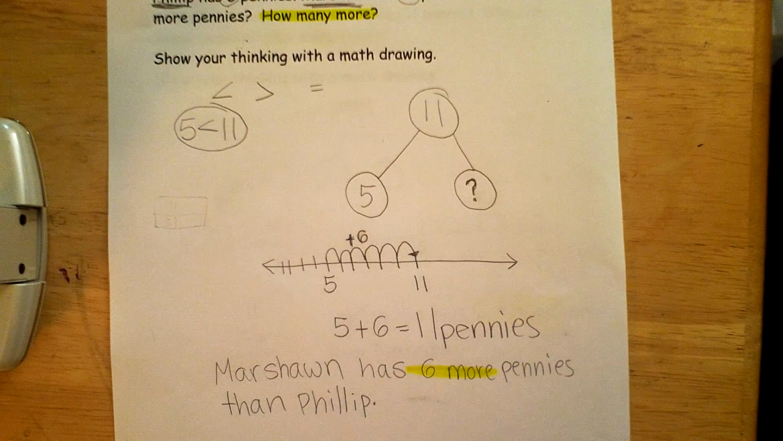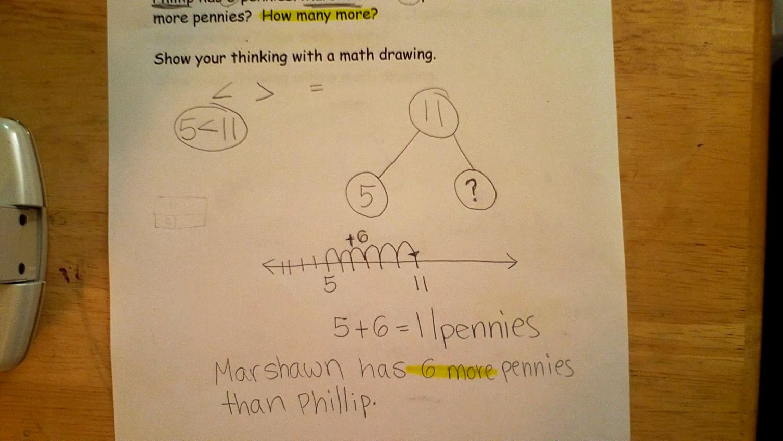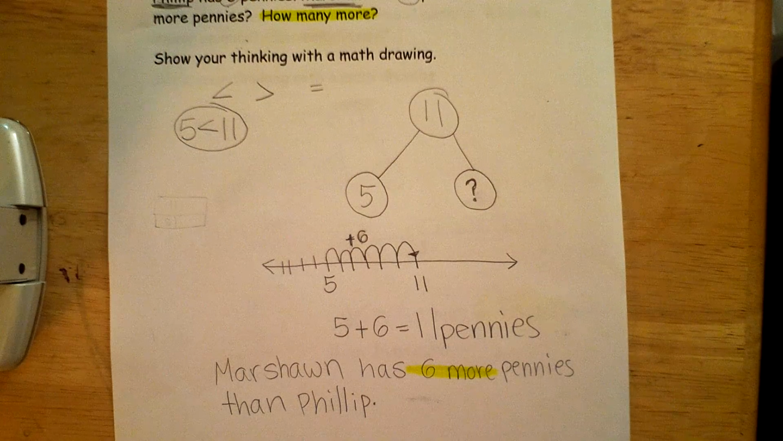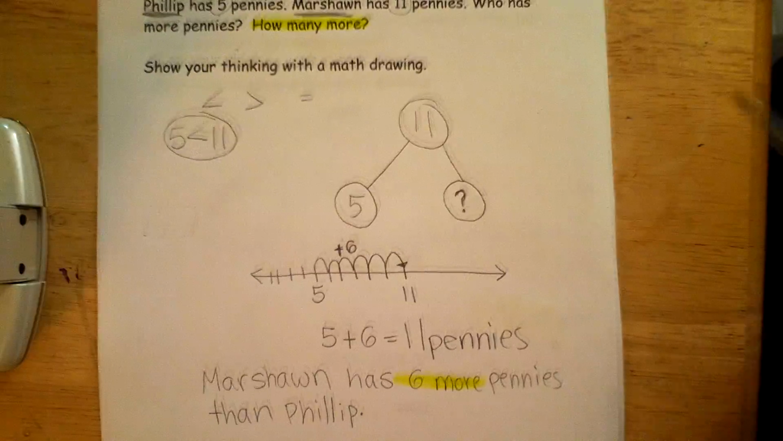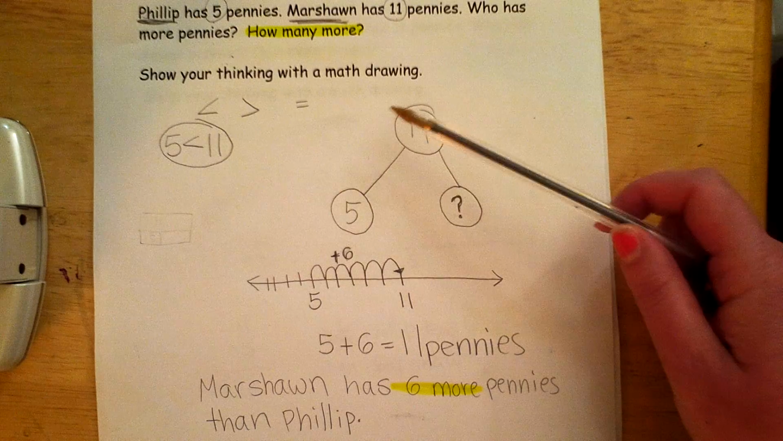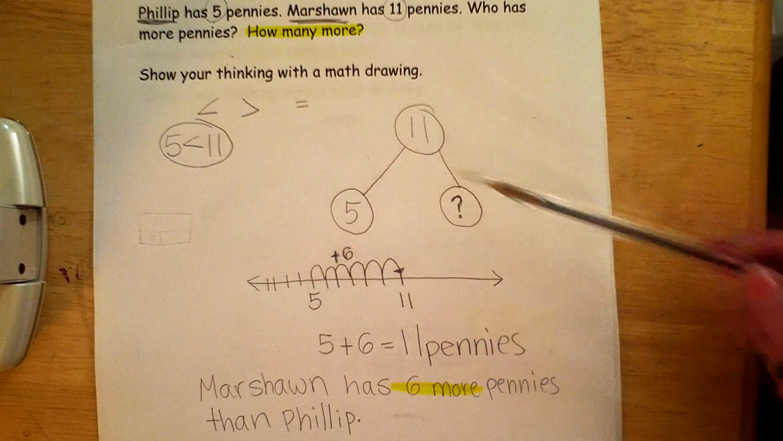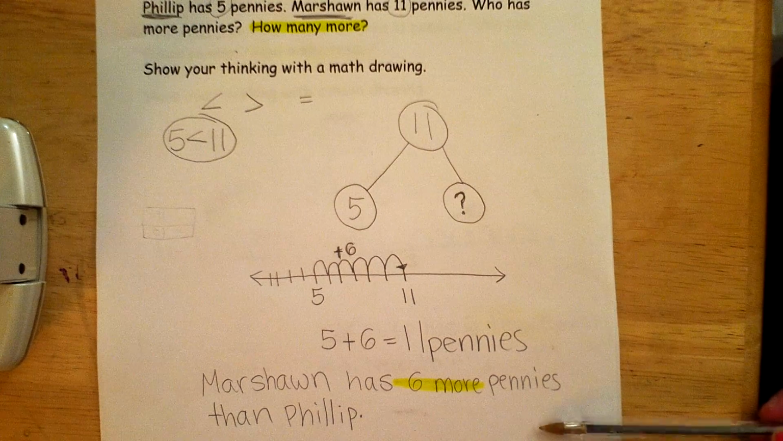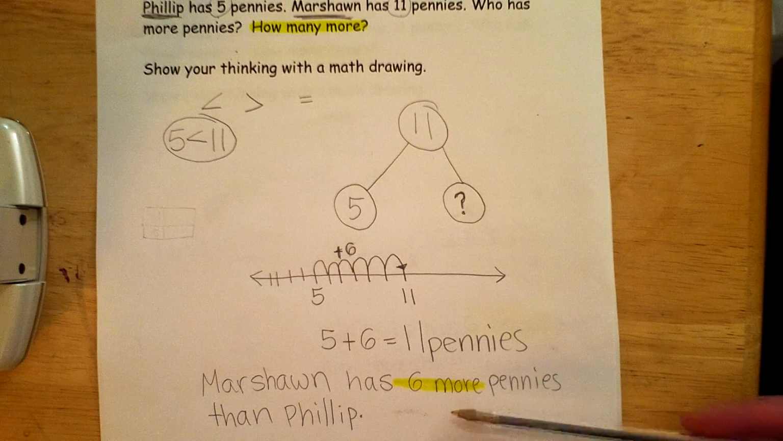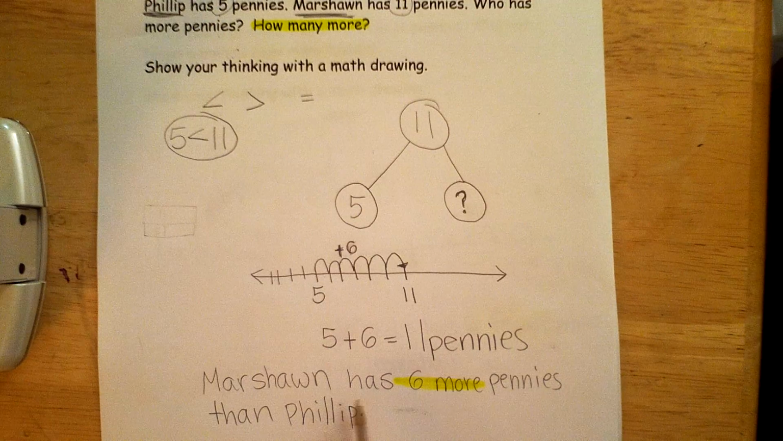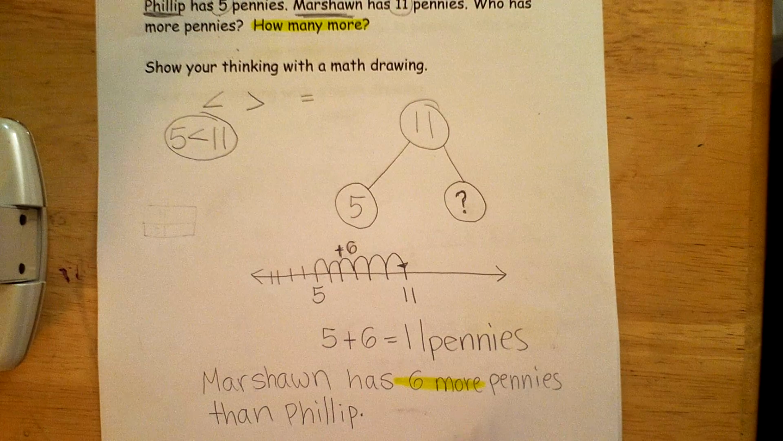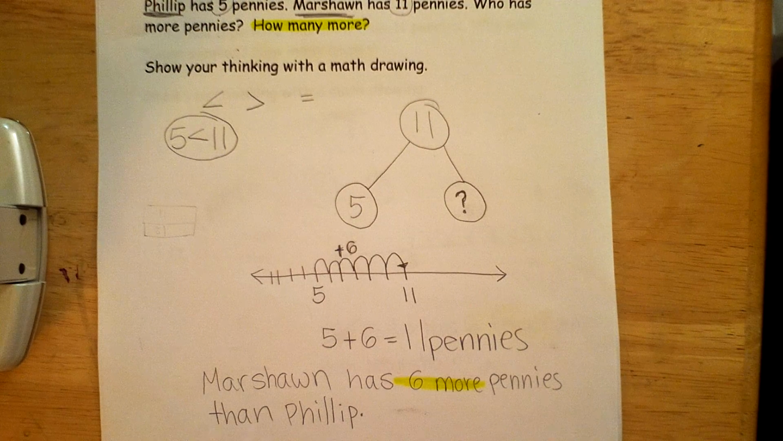So now I can answer this. Marchand has 6 more pennies than Philip. I'm answering it in this way because this question asked, how many more? So my answer has to have something that says something more. So to read it one more time, Marchand has 6 more pennies than Philip.